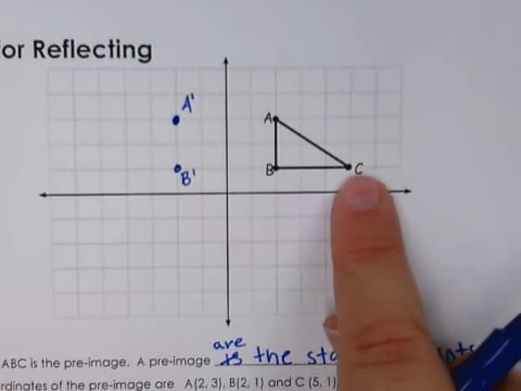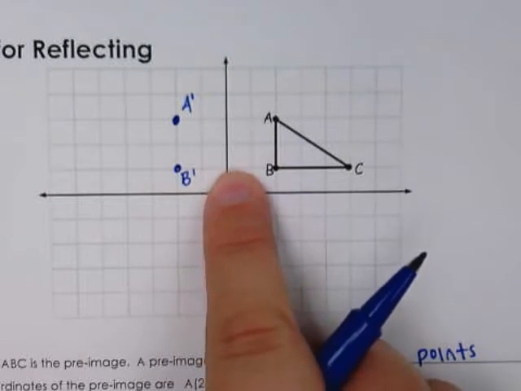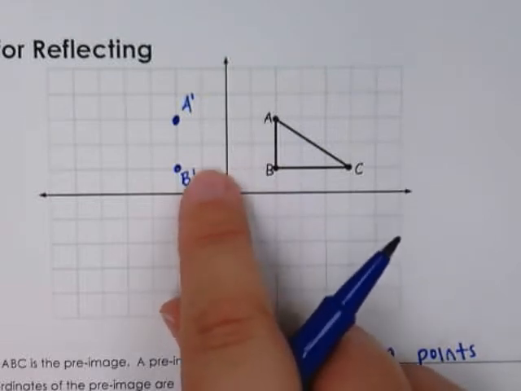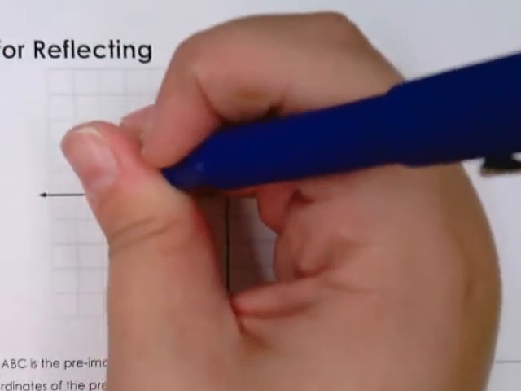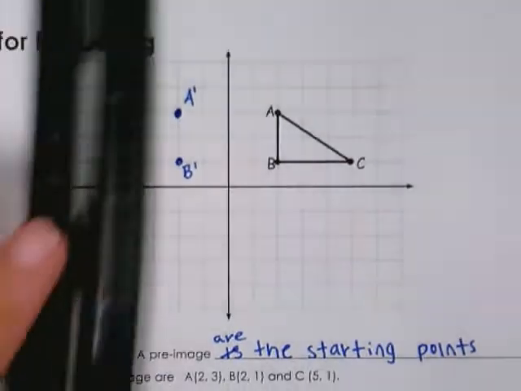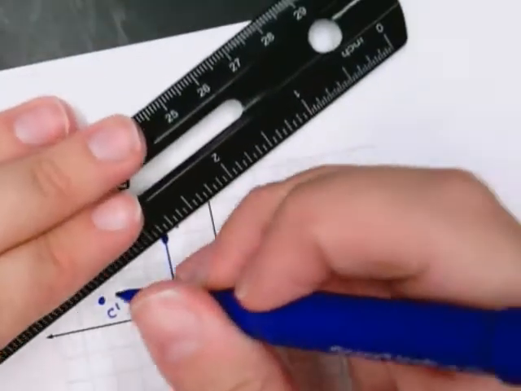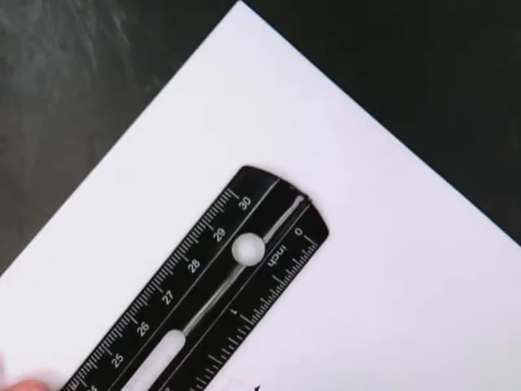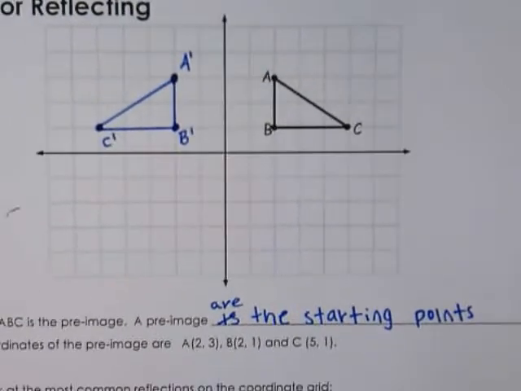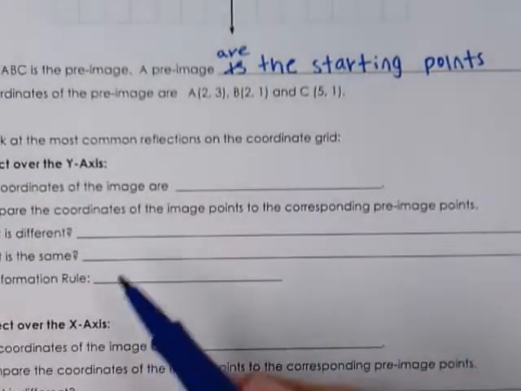I'm going to do the same thing for C. I'm going to count 1, 2, 3, 4, 5 to the line of reflection. And now I'll count 5 in the other direction. 1, 2, 3, 4, 5. And here is C prime. Now I can connect these, and we should see a triangle that is exactly the same in size, but it is facing the opposite direction because it has been mirrored. And there's our new triangle, A prime, B prime, C prime. There's our image.